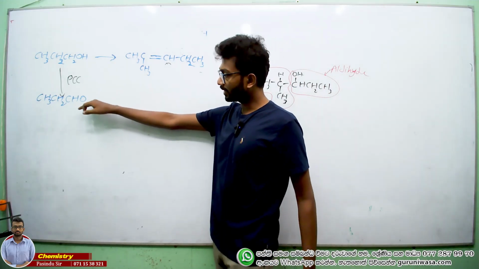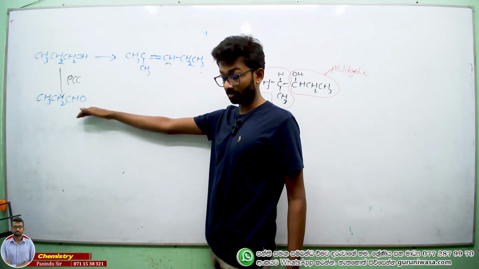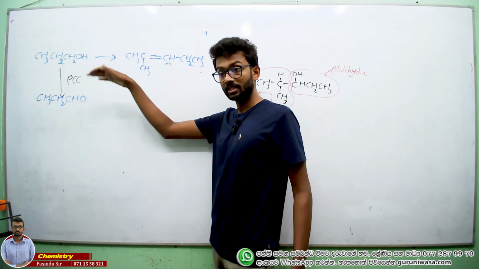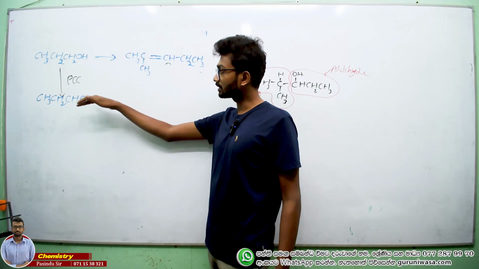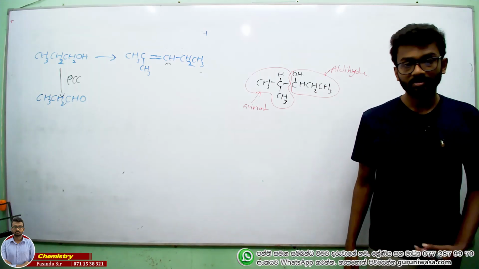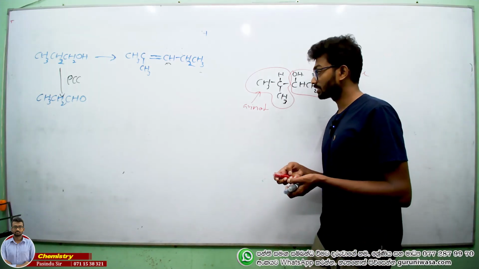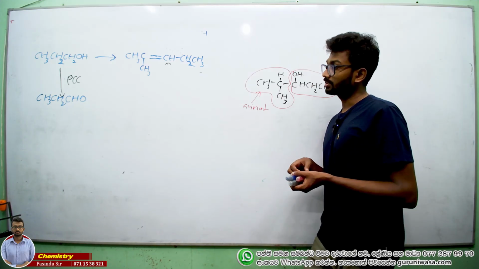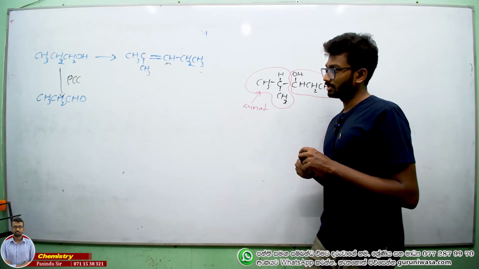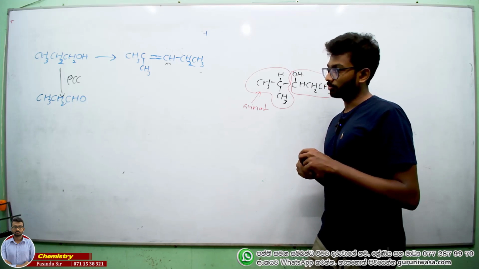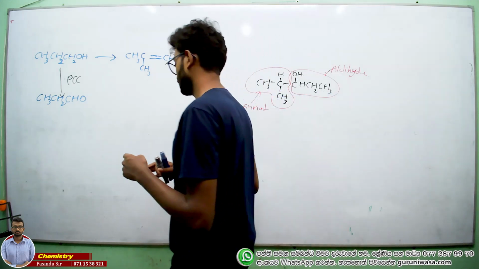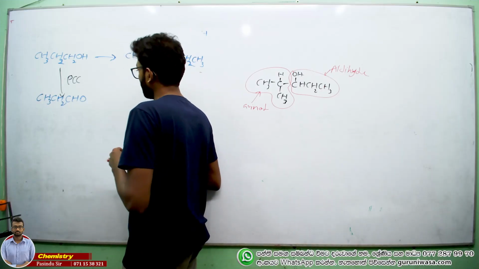It doesn't stop at the aldehyde. If you use strong oxidizers, it oxidizes more and it gives CH3COOH, right? So you can't use that kind of oxidizers, only PCC, if you want to stop at aldehyde. If you plan to go to COOH, then it doesn't matter.